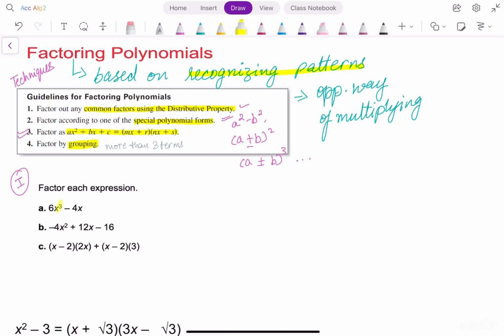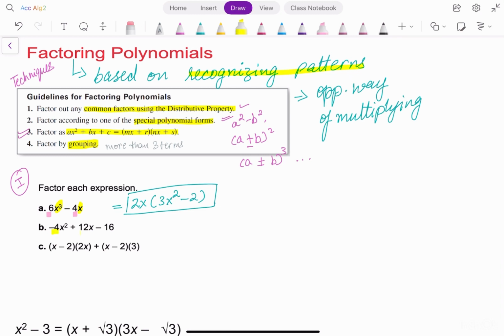Let's do the first one, factoring each expression. In the first one, what can I factor out? If you can see clearly, I can factor out 2 and x, because x with the power of 1 is the lowest power, and 2 is common between 6 and 4. So 2x in the parentheses, 3x squared minus 2. So it is taking the common factor out using the distributive property. This is the first case, right?